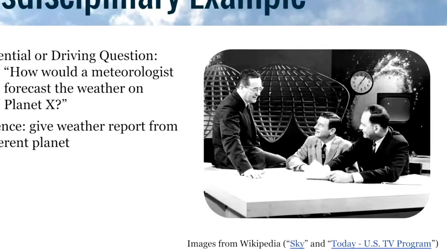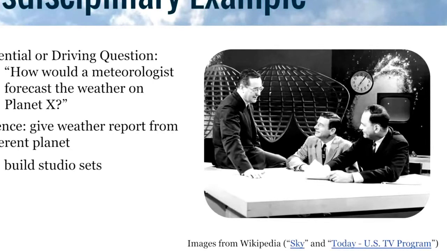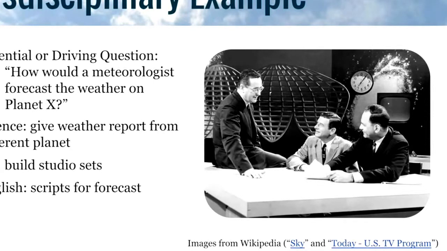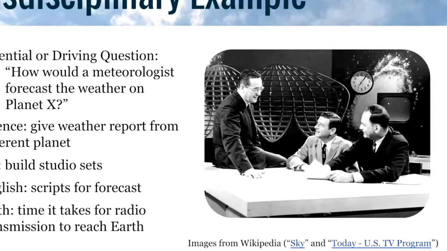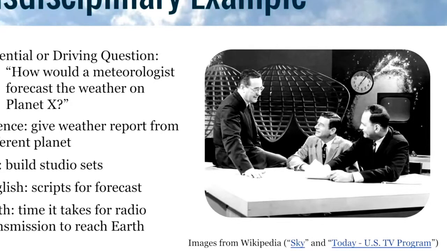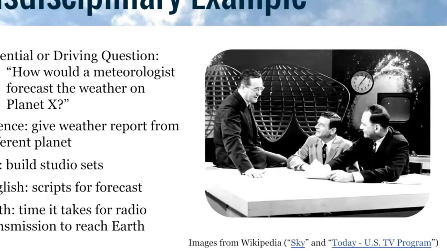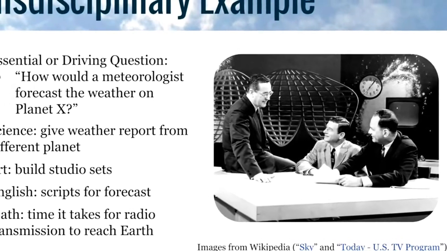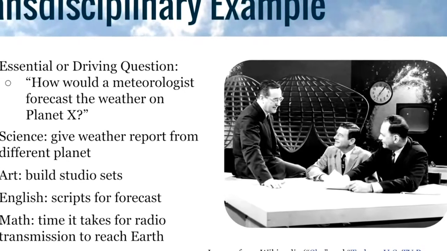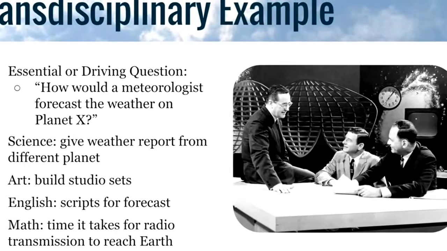another planet. In art, students would build studio sets for the weather forecasts. In English, students would write out the script for the forecasts, and in math, they would find out how much time it would take for a radio transmission to reach them from Earth. All of these learning opportunities from different disciplines help answer the real-world project-based essential question. It is important to note that you don't have to integrate all STEM disciplines in every unit.